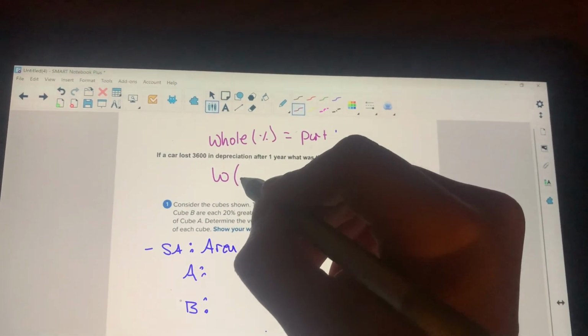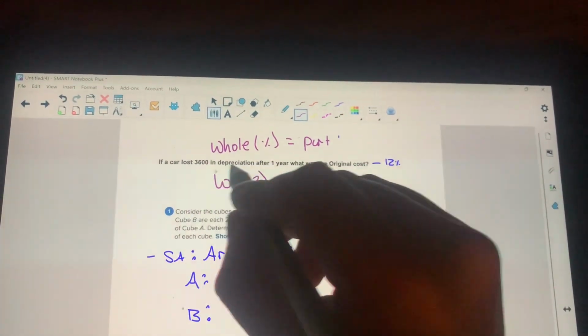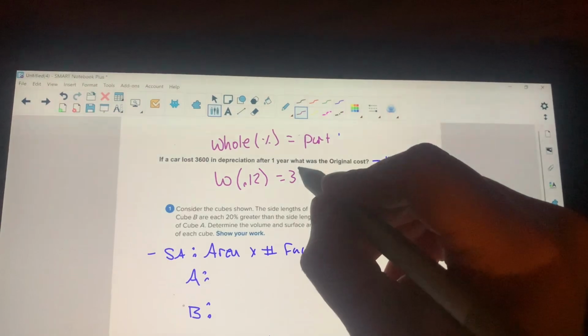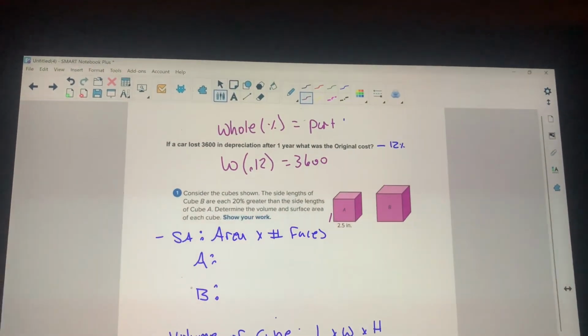We are still using 0.12 equals the part, which is the amount of depreciation after 1 year, which was $3,600. Now we have our equation set up. I can just solve this.